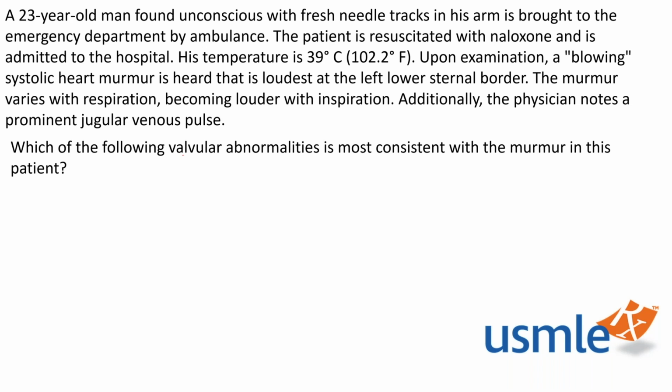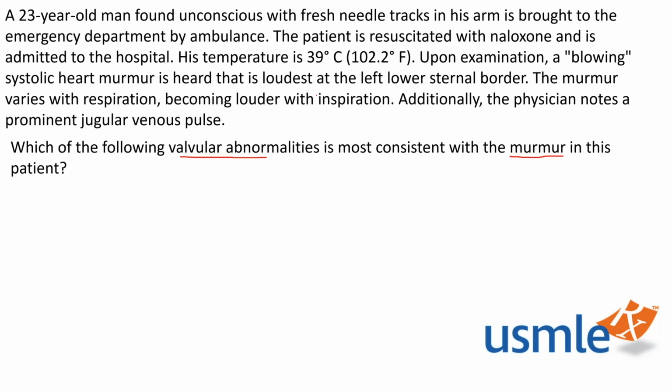For this one, it says, which of the following valvular abnormalities is most consistent with the murmur in this patient? So we have a valvular abnormality that is most consistent with a murmur. Next, step 3, figure out how many steps it's going to take to answer this question. This is probably going to be a 2-step question again. First, we need to figure out what disease he has and what's led to that murmur, and then we can figure out exactly what the murmur itself is. So 2 steps there.